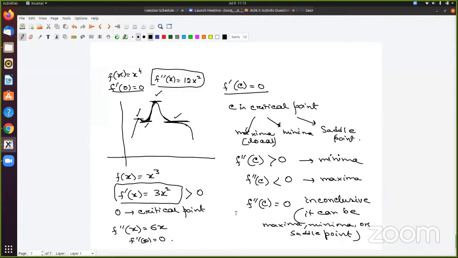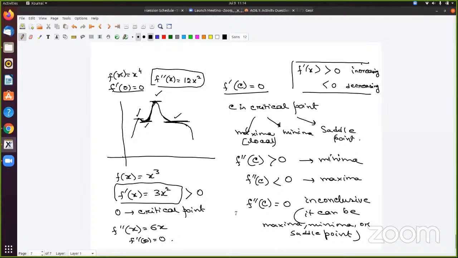Sir, if a function's derivative is increasing, can we conclude that the function is also increasing? If the derivative is greater than 0, then the function is increasing. If it is less than 0, then it is decreasing. So if f dash x is greater than 0, then it is increasing. If it is less than 0, then it is decreasing. Okay? Clear? Yes. The slope of the tangent is, yeah, that is basically the slope of the tangent.